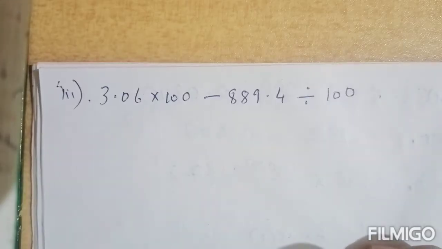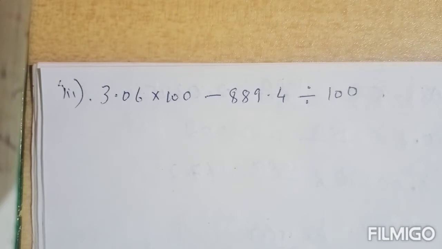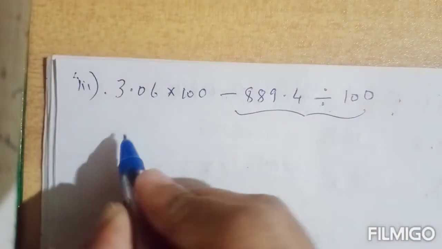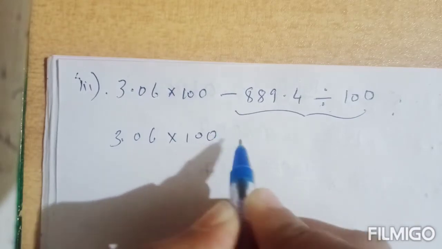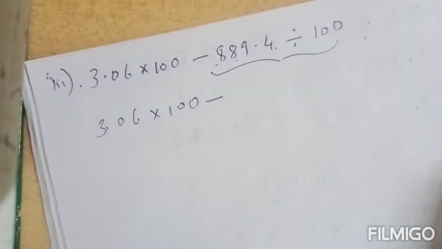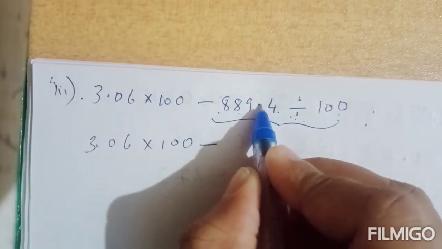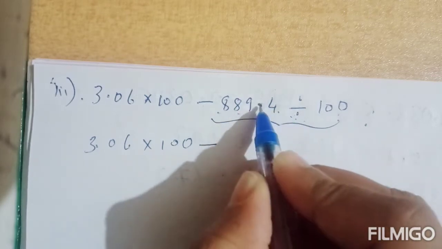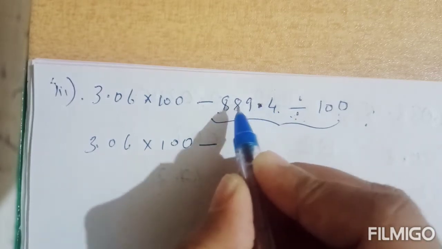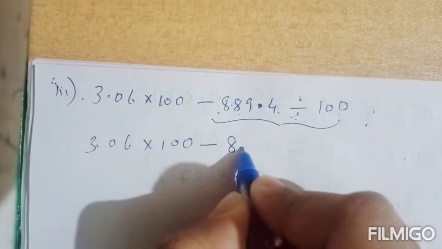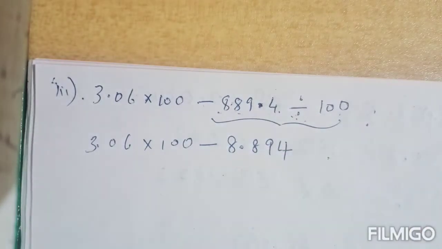Third one, 3.06 into 100 minus 889.4 divided by 100. So multiplication, subtraction, division is coming. As per BODMAS, you have to do division first. 3.06 into 100 minus 889.4 divided by 100. Division by 100. So decimal point will move 2 places to its left. So here is the decimal point, 1, 2. Here will be the decimal point. So what you will get? 8.894.